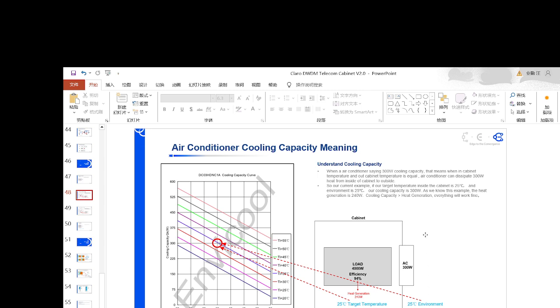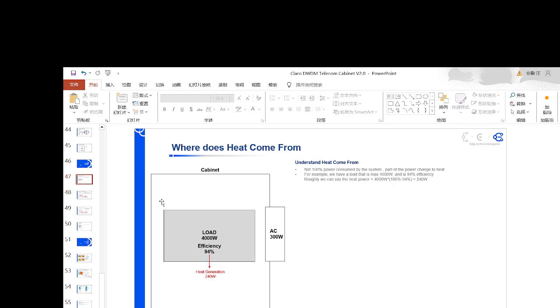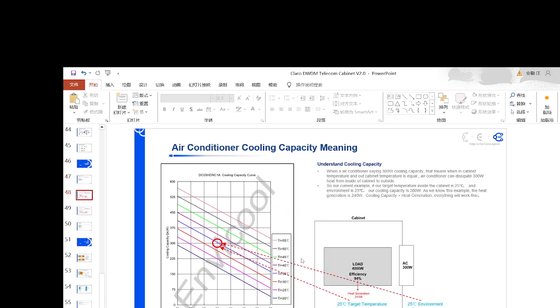Okay, so if we understand this table, let's see the previous case. We have a 4,000 watts load, the efficiency is 94%, and heat generation is 240 watts. Now this seems to work, right? The AC cooling capacity is 300 watts. If we assume the outdoor environment is 35 and the inside target temperature is 35, it will work. But things are not that ideal, okay? So this is the case. Right now, for example, if I have a 35. Sorry, there's some mistake here.